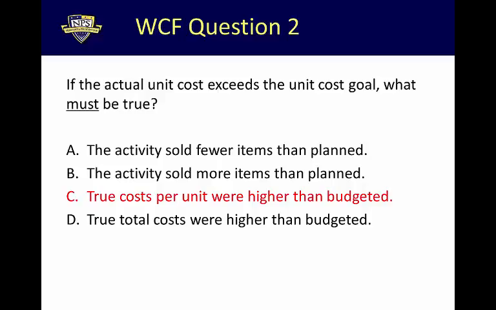What must be true is C. The true cost or actual cost per unit were higher than budgeted. The question's only asking about unit costs. So our total costs, we don't have enough information to know that. And while selling fewer or more may have driven this result, we don't know if that's the case. So the only thing that we know must be true is that the true cost per unit were higher than budgeted. Next question.